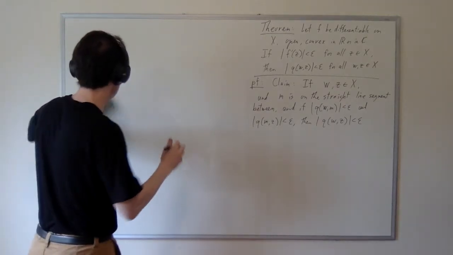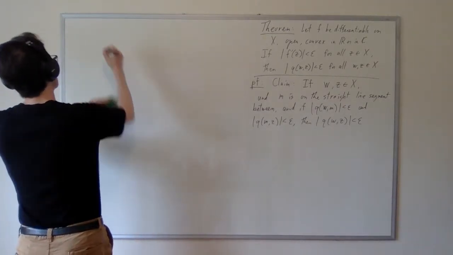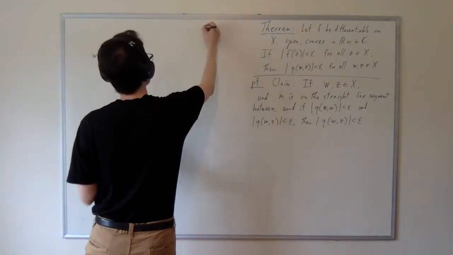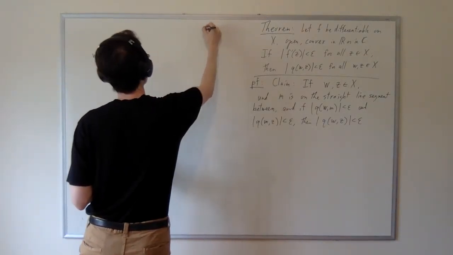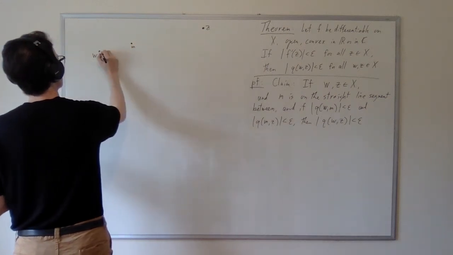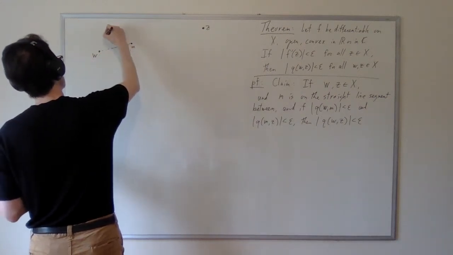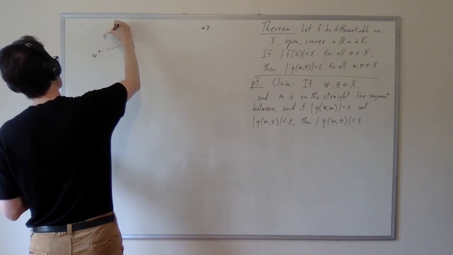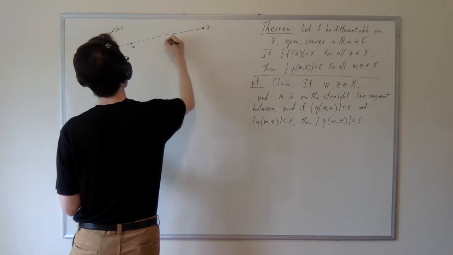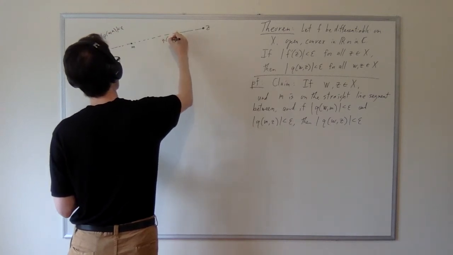So let's draw a picture. We have a point W. We have another point Z. Let's space it farther away. We have a point Z, and we have a point M on the straight line segment between them. So the difference quotient here is going to be small, and the difference quotient here is going to be small.